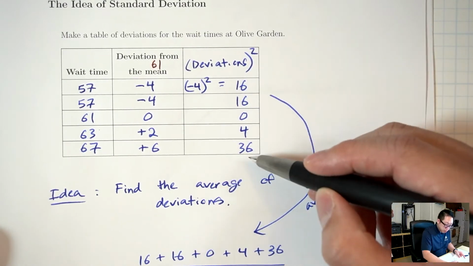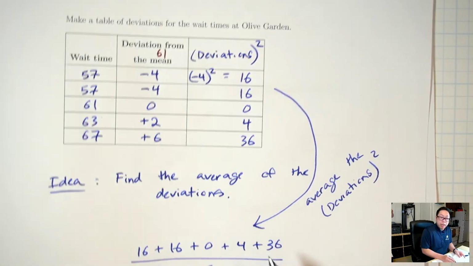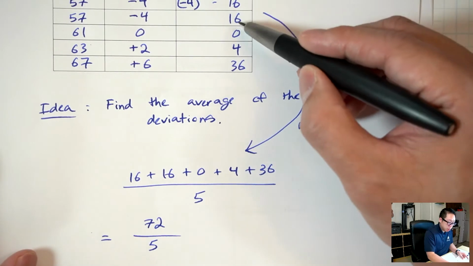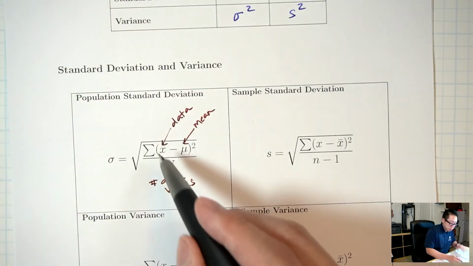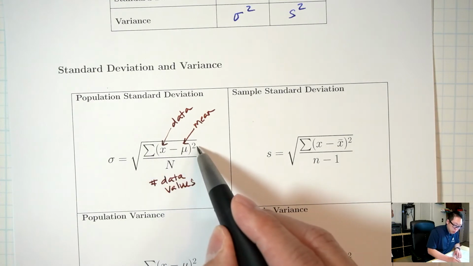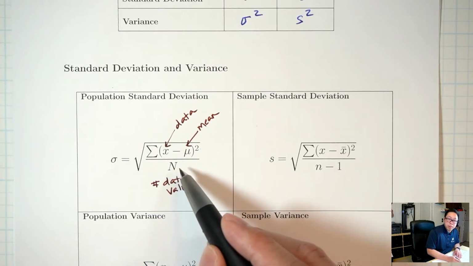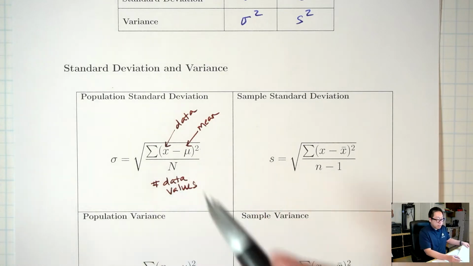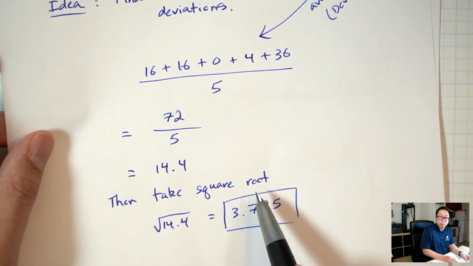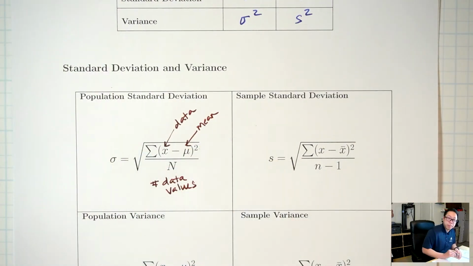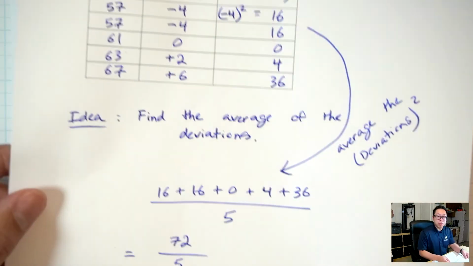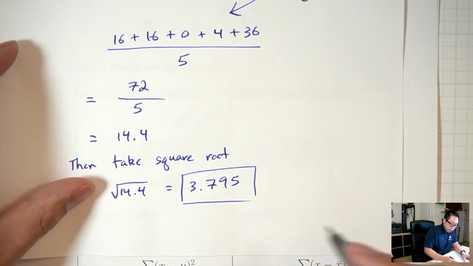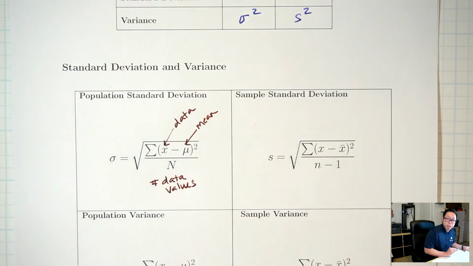So we add up the deviation squared, and then we divide it by the number of data values, and there were 5 of them. So that's what that's telling you to do. Add up your deviation squared and divide by the number of data values. And then the very last step was take the square root. So this formula is telling you to do exactly what we did on the previous page, right? So what we did on the previous page was really the population standard deviation.